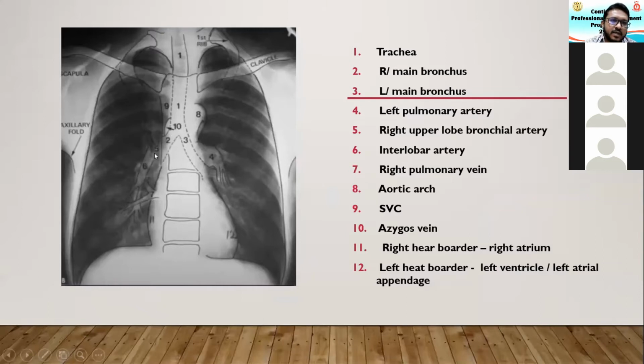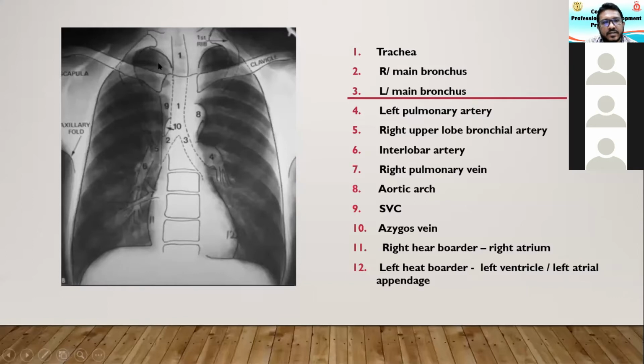main bronchus. And then it comes to the left hilum, where number 4 is the left main pulmonary artery. On the right, you have the right upper lobe pulmonary artery. Then you have the interlobar artery, and number 7 is the right pulmonary vein. This is the hilum on the right side, and this is the hilum on the left side. And then number 8, this is the aortic arch.